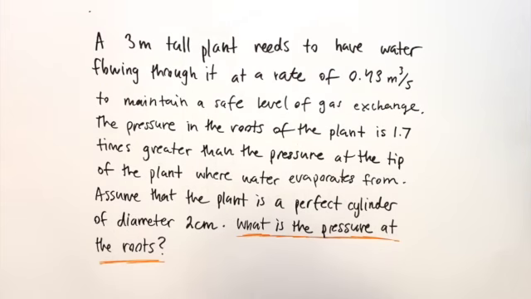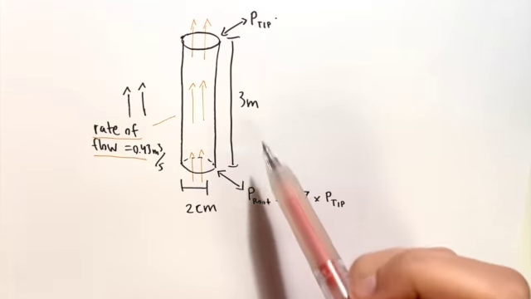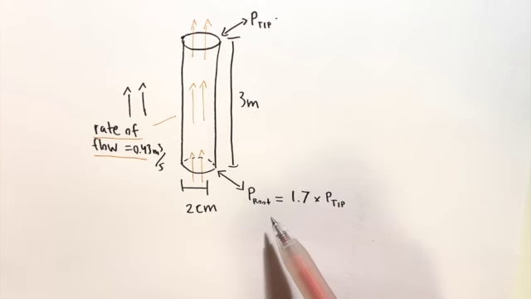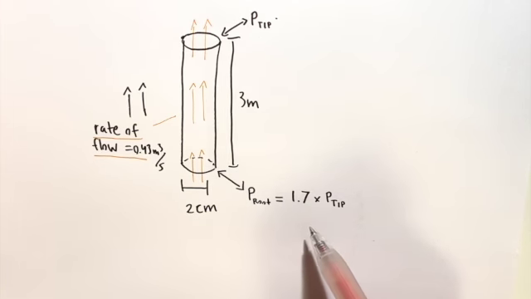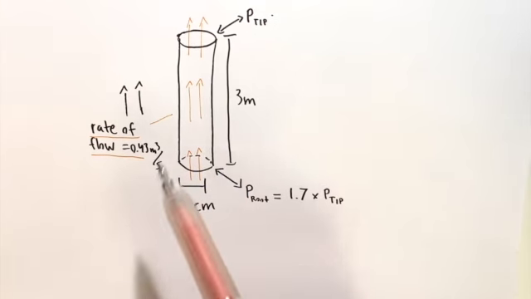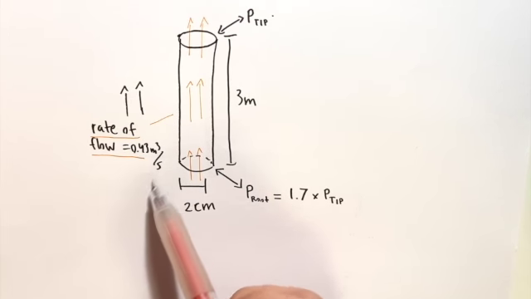We can begin by identifying the values we have been given and using them to create a diagram that will help us solve this problem. We are told that this plant is a perfect cylinder of height 3 meters with a diameter of 2 centimeters. It also has a root pressure that is 1.7 times greater than the pressure at the tip of the plant. We are also told that the rate of flow through this plant is 0.43 meters cubed per second.